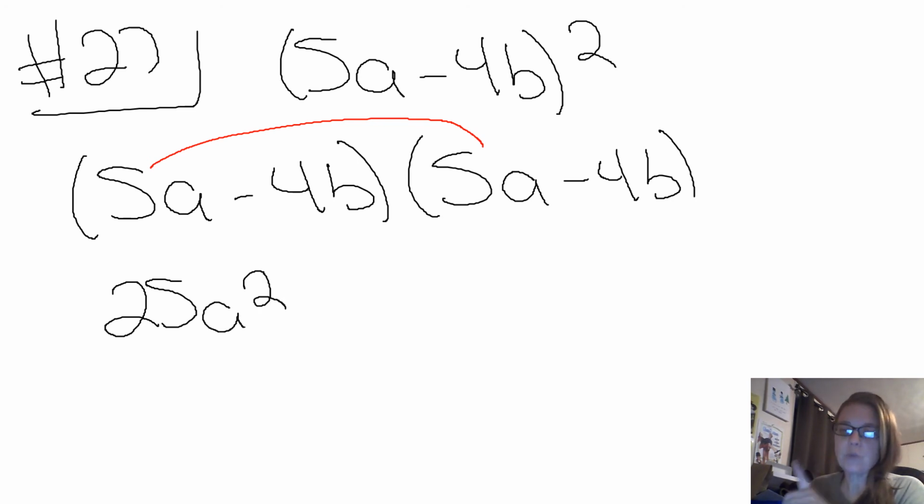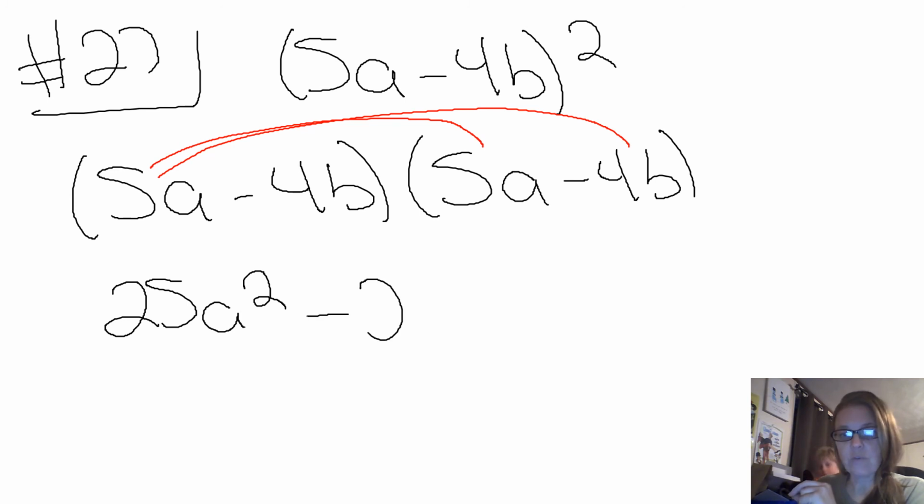Then, and here's where a lot of you guys were messing up before, make sure it goes to every term. So it doesn't just go to the first term, it also goes to the second term. Multiply whole numbers, add exponents. 5a times negative 4b. 5 times negative 4. A times B, I can't do anything with. It just becomes AB. Okay?